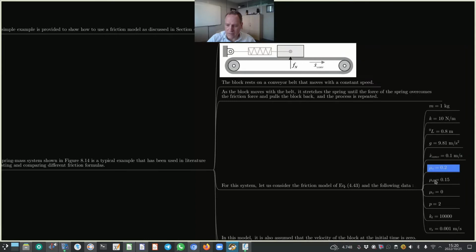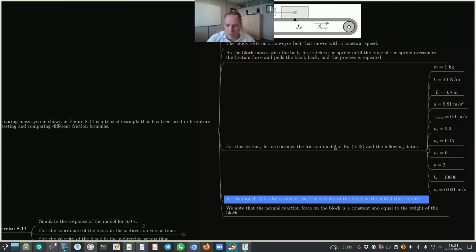μs, these are the coefficients associated with the friction model. μs being 0.2, μd being 0.15, μv being 0, the parameter p equals 2, and kt is 10,000. And then finally, the stiction speed Vs is 0.001 meters per second. Okay, but I will show you in NICRADAP, in the input files, where we have populated these values.